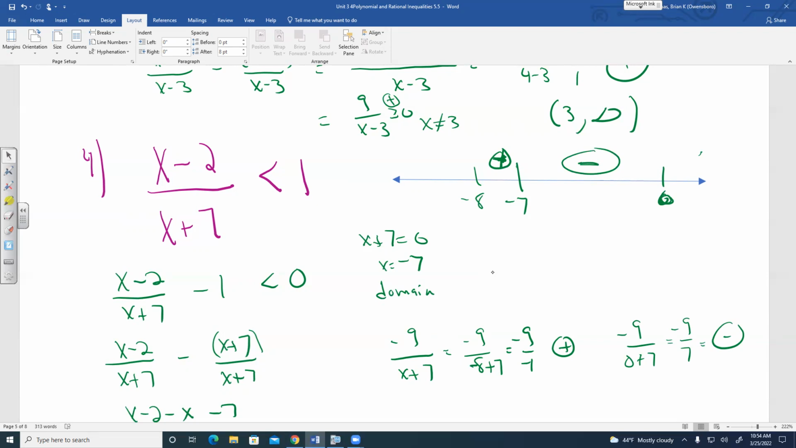So it looks like our less than symbol means we're looking for negativity. So it looks like, again, we have -infinity over here to infinity over here, but we also have -7 is involved here. And where it's negative at is from -7 to infinity. So I use -7, but I don't include it to infinity. And that should be the solution to our problem.